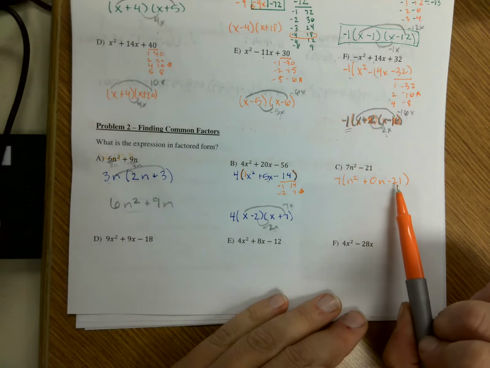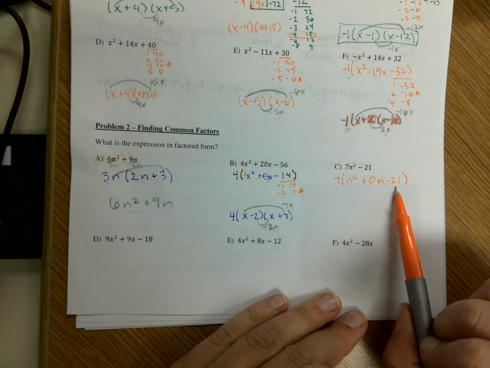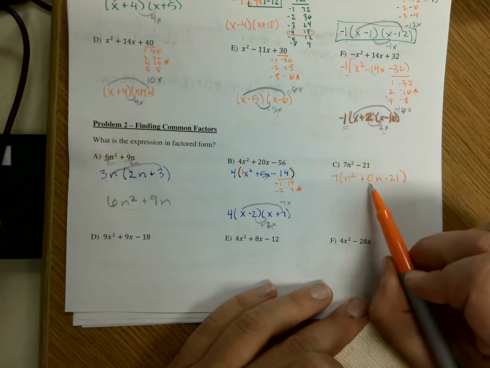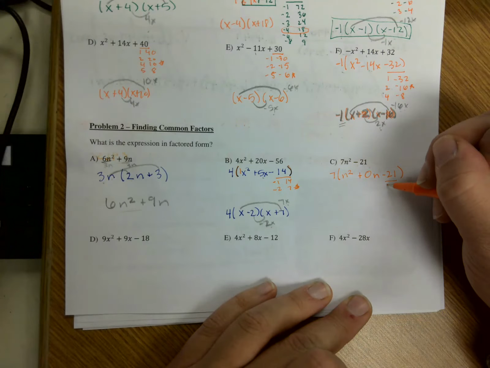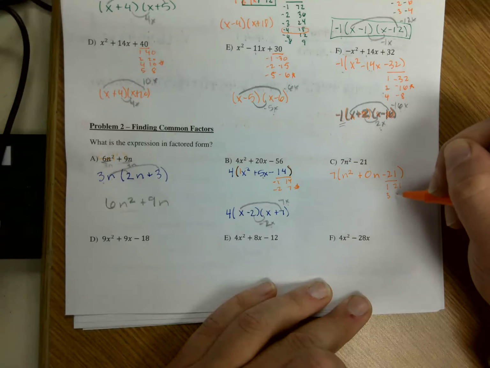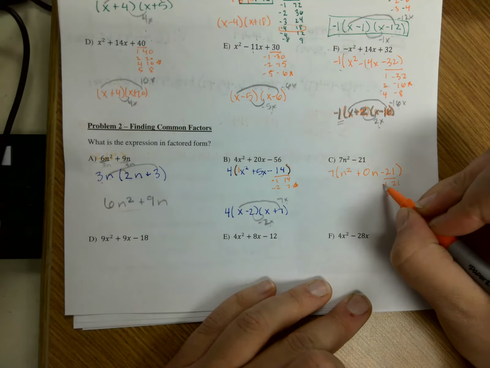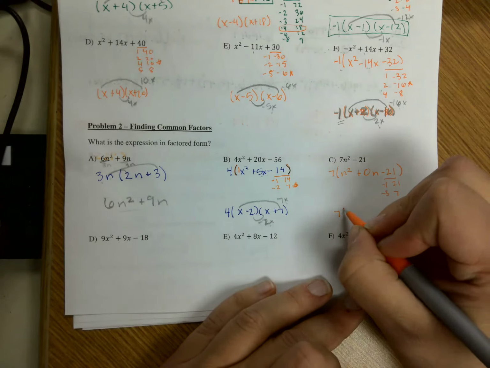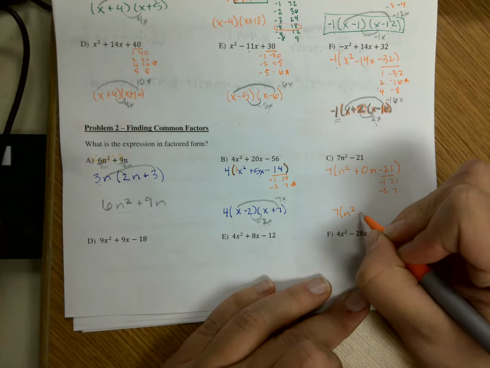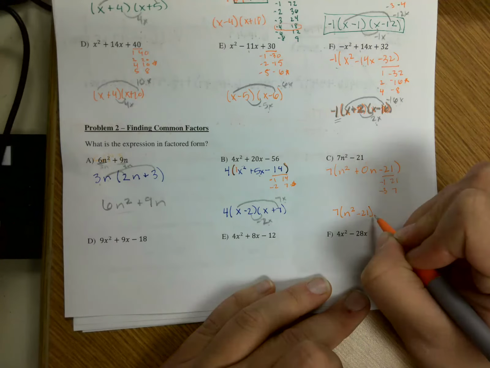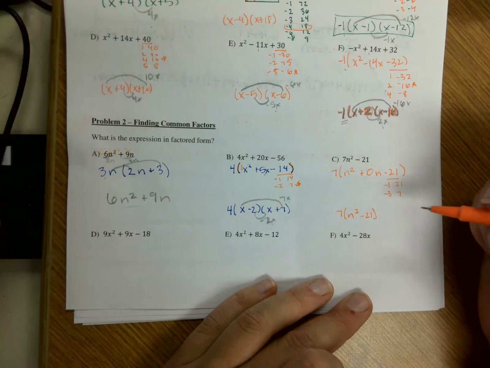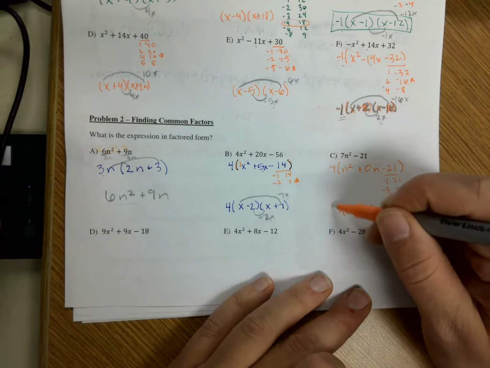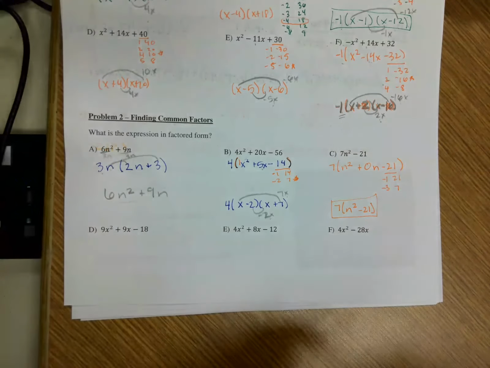What I want to see is, are there any numbers that I could multiply to get negative 21 that could add to get 0? Because there's no n term. So my factors of 21 are 1 and 21, 3 and 7. I have the negative with 1. None of these add together to get 0. So this right here is the farthest I can simplify.